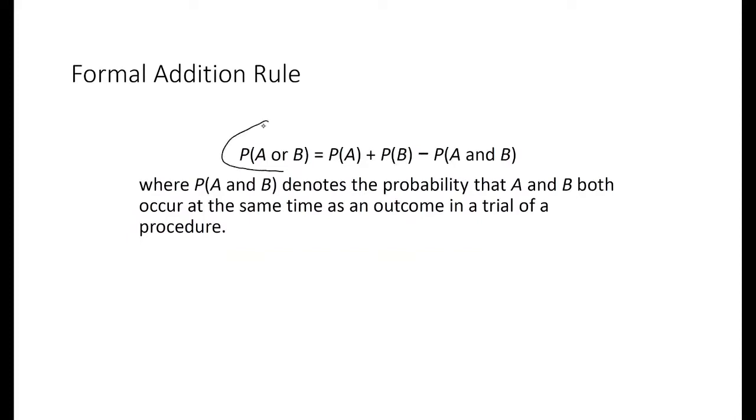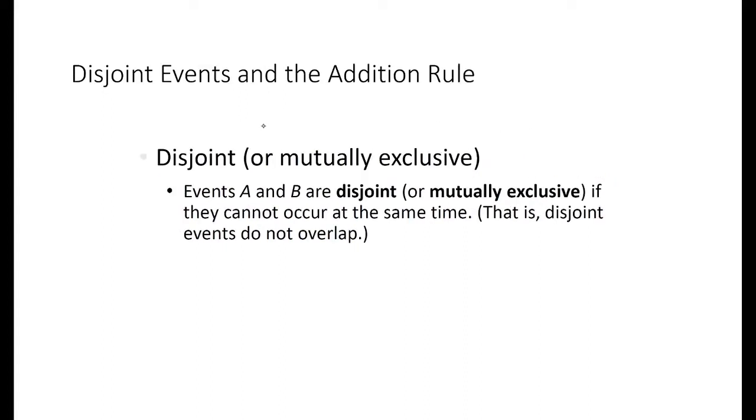The probability of A or B can be calculated by using this formula, which is probability of A plus probability of B minus probability of A and B, where probability of A and B denotes the probability that A and B both occur at the same time as an outcome in a trial of a procedure. That's the addition rule.